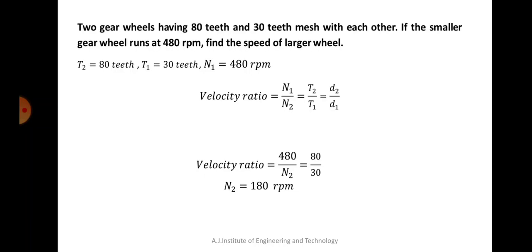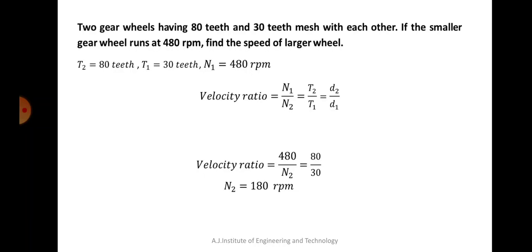So taking the formula into consideration, N1 by N2 is equal to T2 by T1 is equal to D2 by D1. We need not consider D2 by D1 here, because that data is not given and is not required also. What is needed is T2, T1, N1, N2. So N2 we have to find out. As per the question, N1 is 480, T2 is 80, T1 is 30. We have to find out N2. So N2 will be equal to 180 RPM.